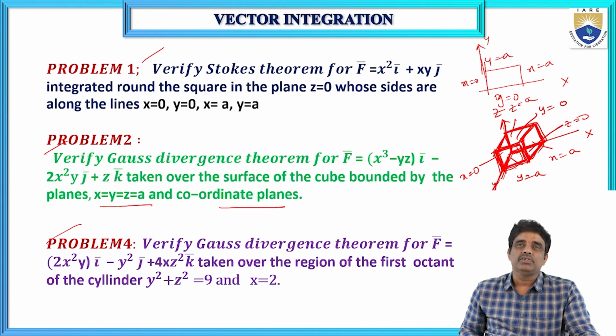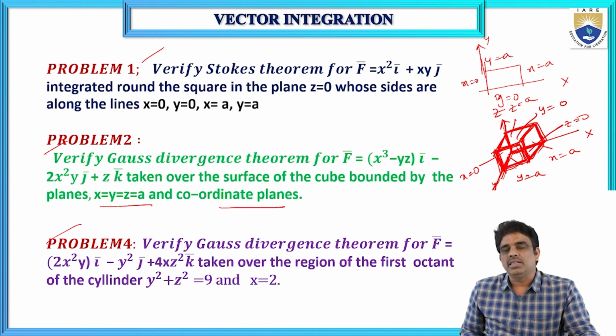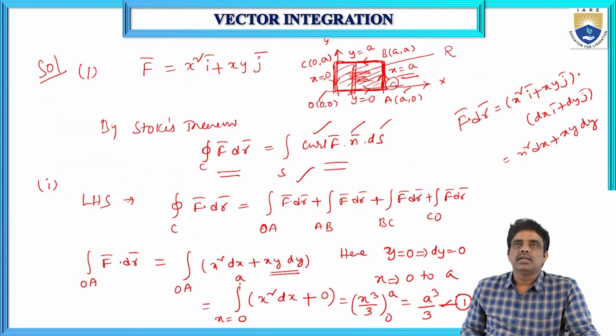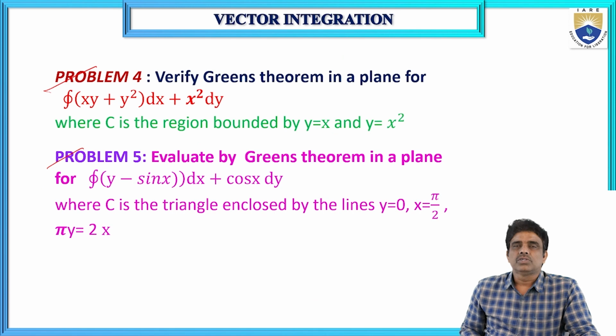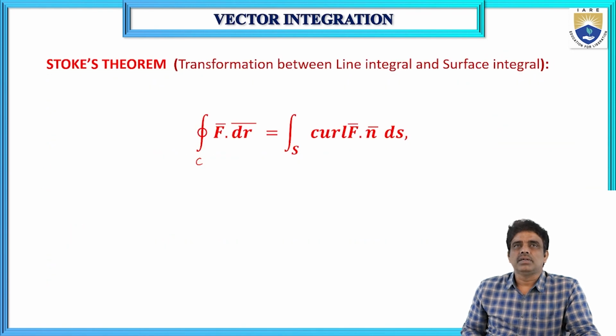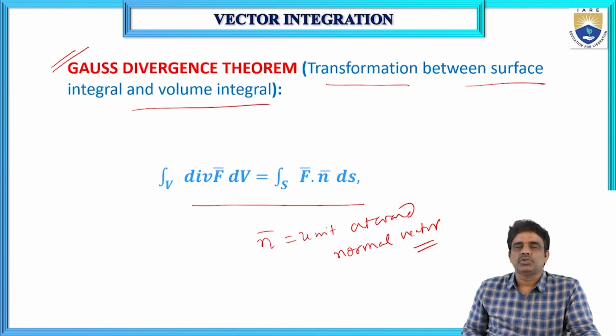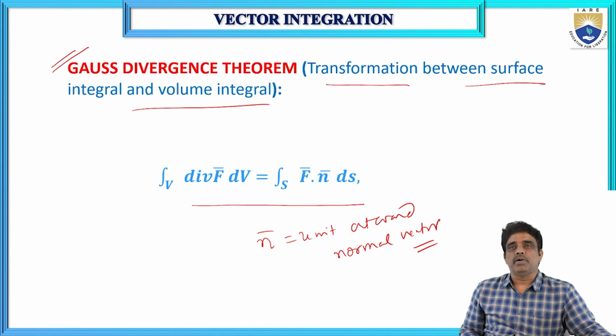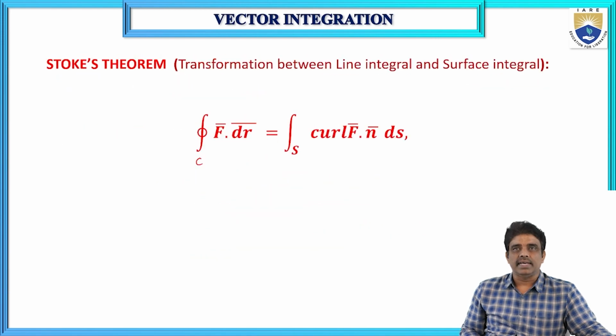So what is the Gauss divergence theorem? You have to keep in mind the statements of all three theorems. Then only you can solve the problems under Gauss divergence theorem, Stokes theorem, whatever it is. So the integral of div f bar dv is equal to the integral of f bar dot n bar ds. That I will write here.